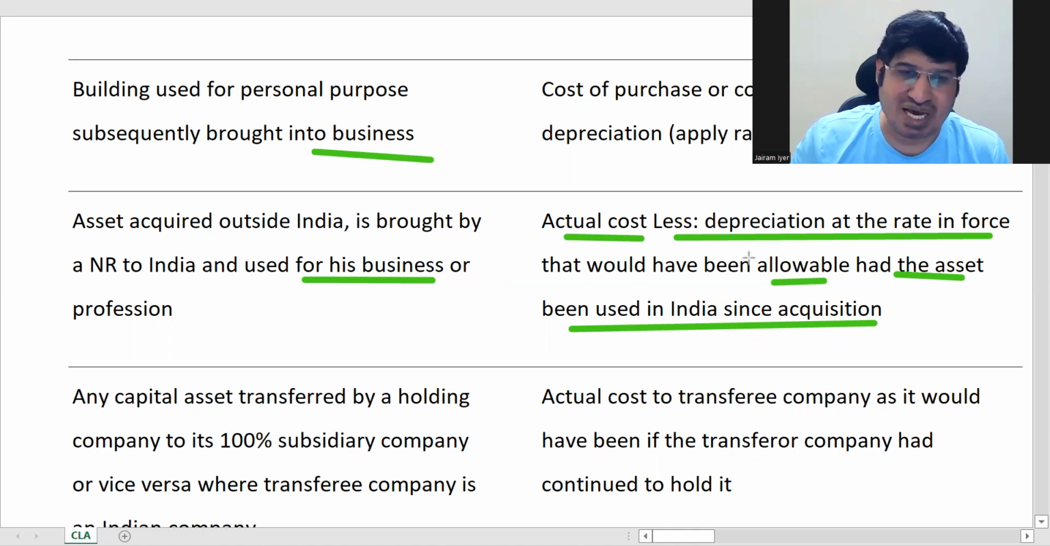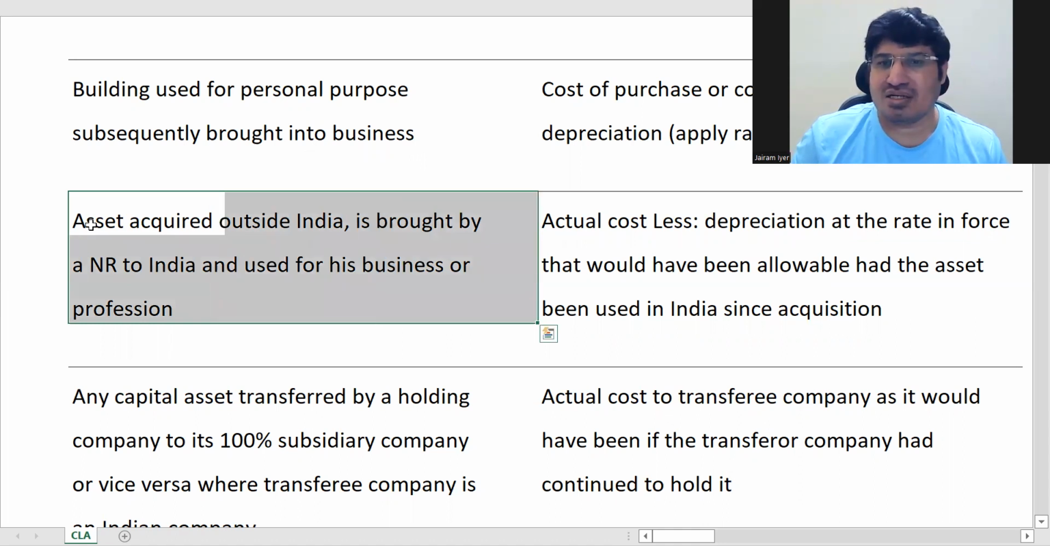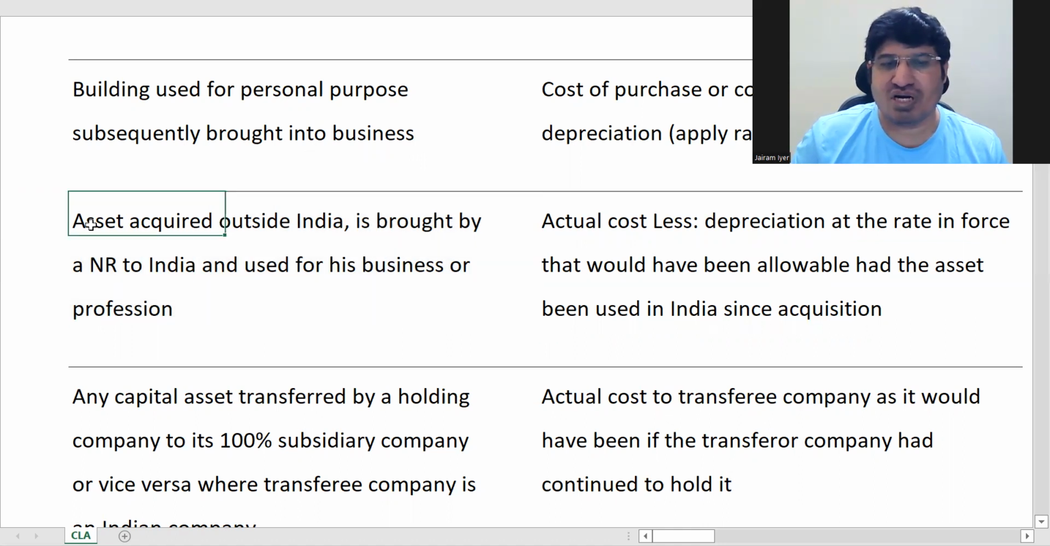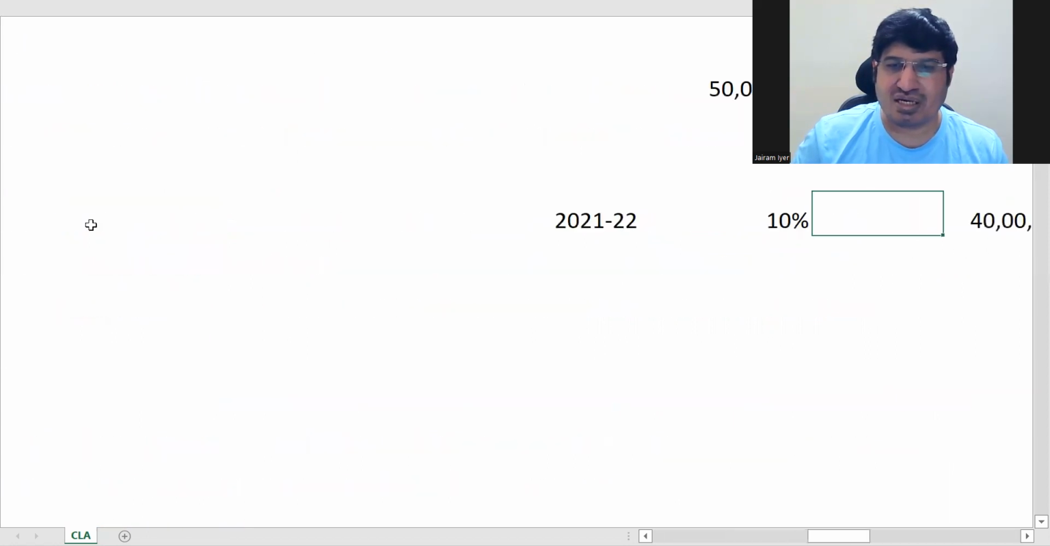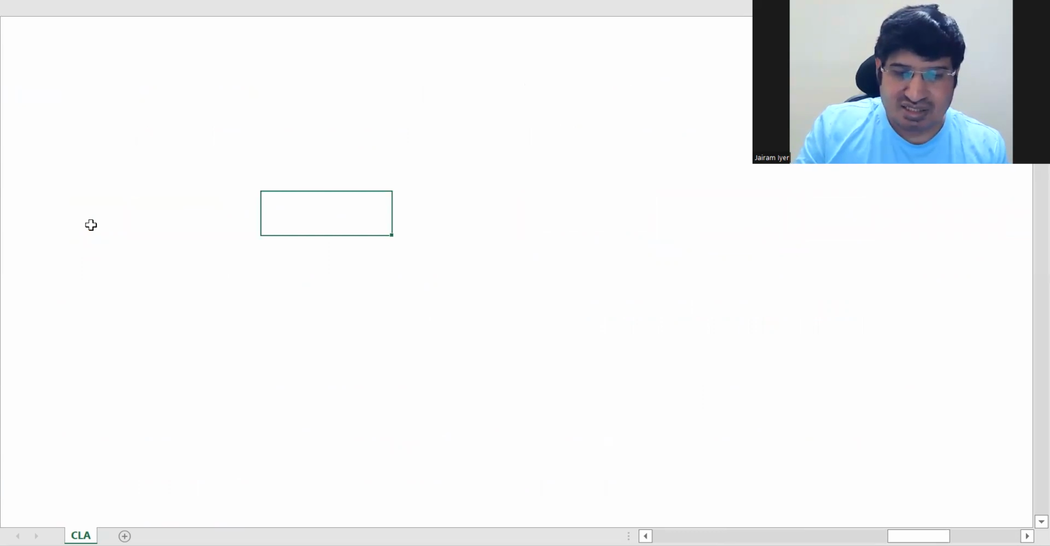Whatever depreciation he would have got abroad would have been under foreign rules, correct? We will not take that. What we will do is take the asset value. Say his asset is for 10 lakhs.